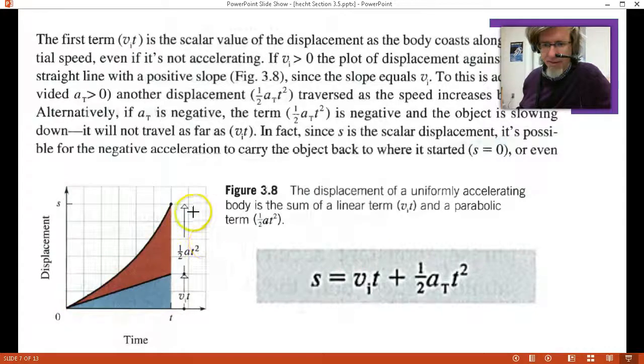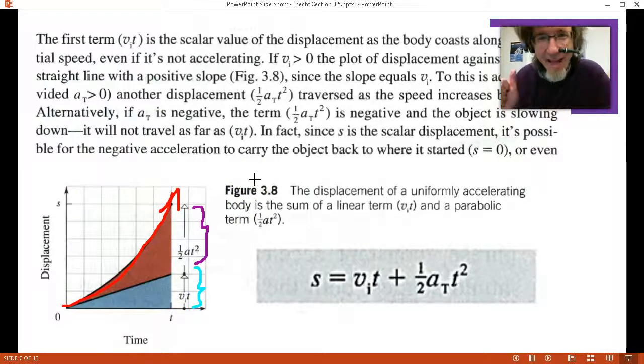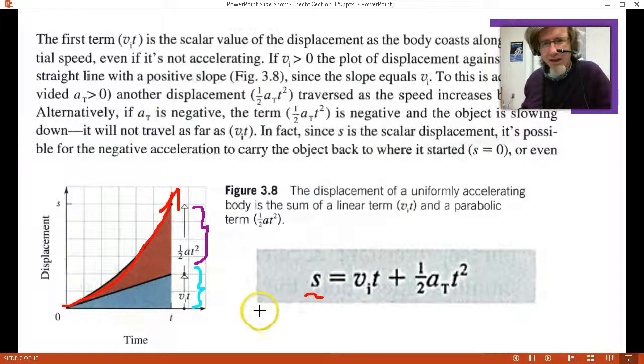Let me make this a little clearer. This is your quadratic term. This is those added, which overall looks parabolic. So anytime you see something that's nonlinear in a displacement time curve, it means you've got some acceleration going on. And if it's parabolic, it's constant acceleration. I think that's what this paragraph is trying to say. I thought I would doodle on there a little bit. So distance is parabolic when you have constant acceleration.